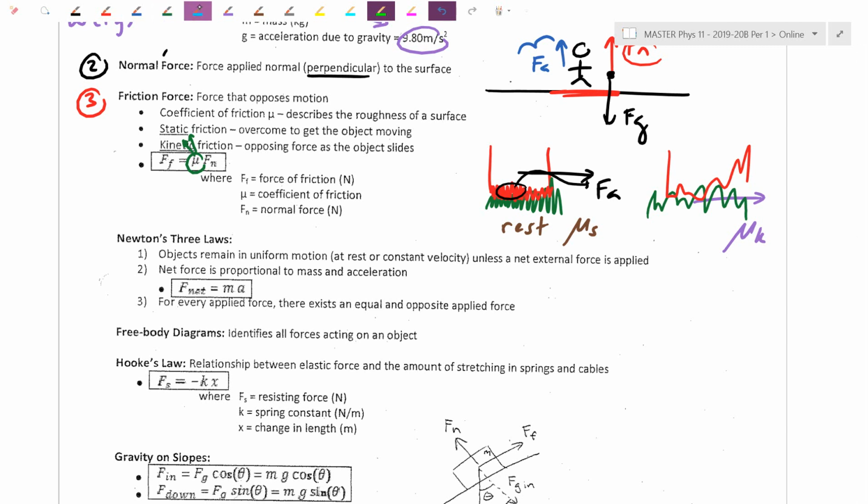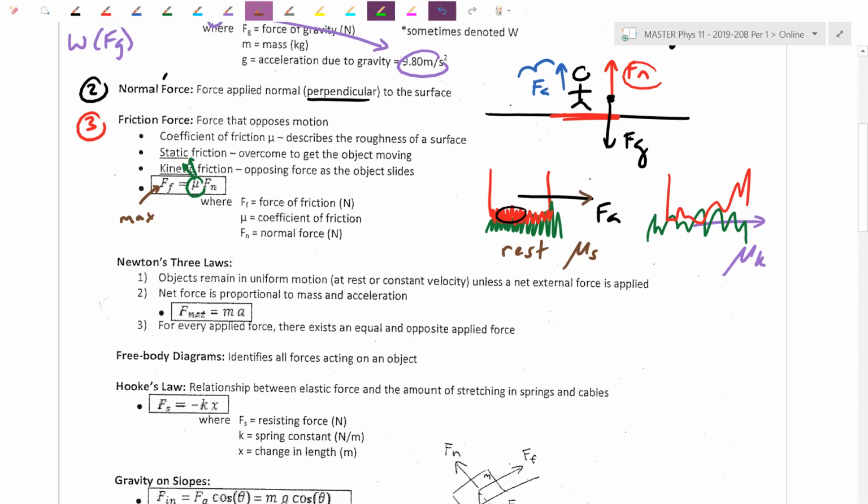Remember, for this formula here, when we calculate an FF, this FF here is a maximum. Depending on how interlocked the grooves are, this is as much as the ground can go against you. In a situation like the bird, if they're not actually pulling hard enough to lift against you, it's possible that I can apply an FA that doesn't actually win out over FF.